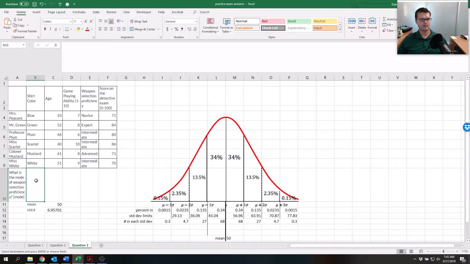So, first of all, we have a few different things that we can actually calculate for standard deviation. Technically, you cannot calculate standard deviation for game playing ability on a scale of 1 to 7, with 1 being not good at playing and 7 being extremely good at playing. It's not actually quantitative data, that's qualitative. So we're going to be able to do it on the score of the detective exam, and we're also going to be able to do it on age. So let's go ahead and do it on age really quick.